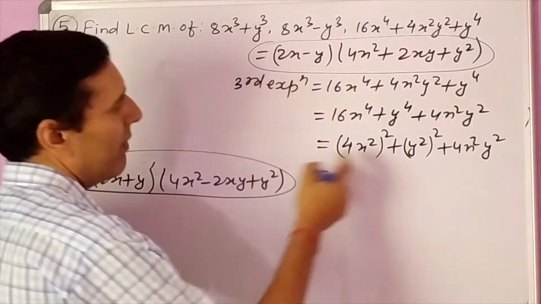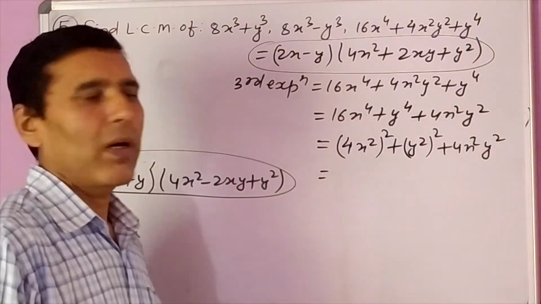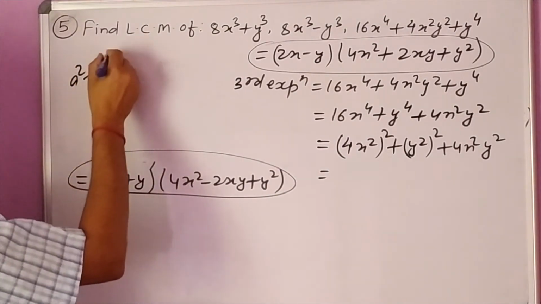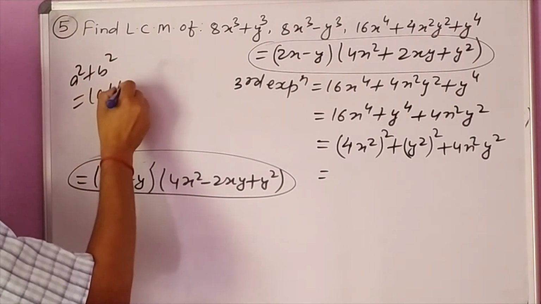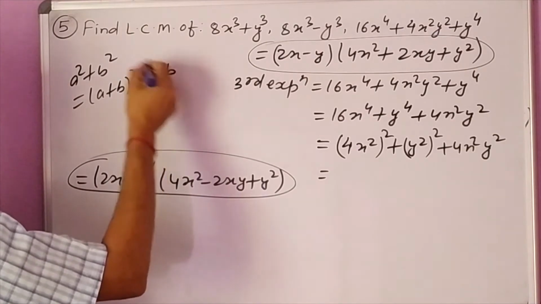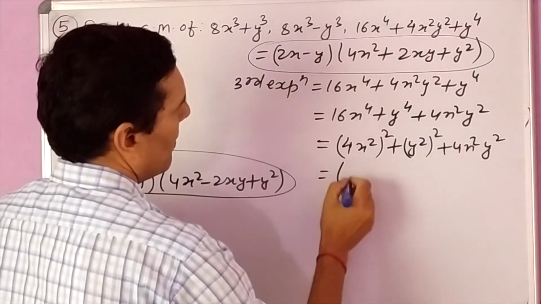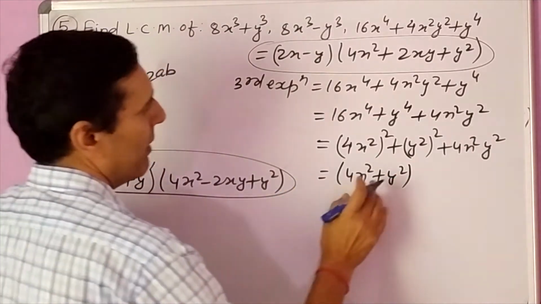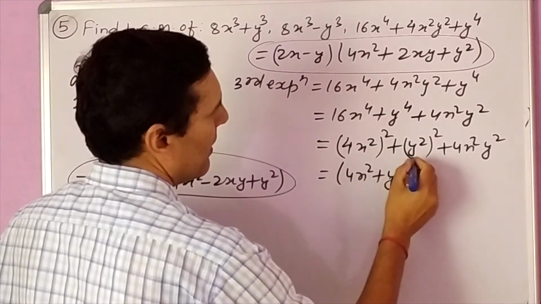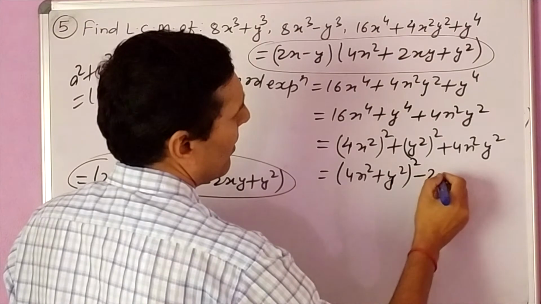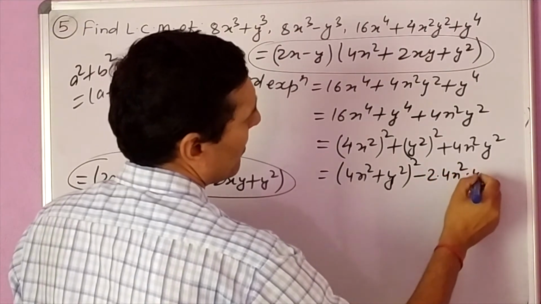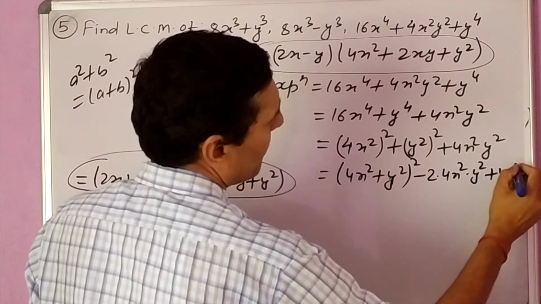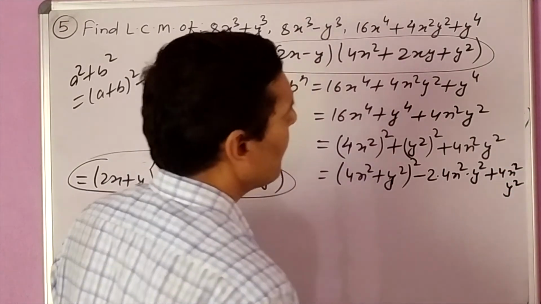Now we use the formula of (a plus b) whole square minus 2ab in the first two terms. a square plus b square is equal to (a plus b) whole square minus 2ab. So (4x square plus y square) whole square minus 2ab, where a is 4x square, b is y square, and plus 4x square y square as it is, the last term.